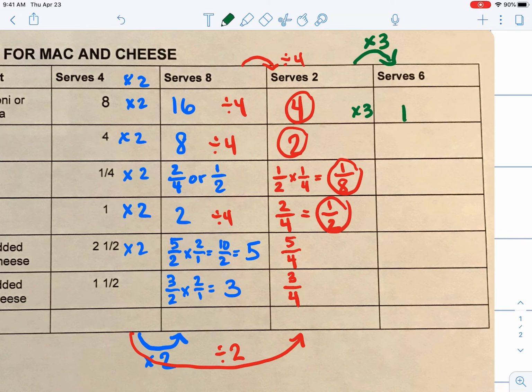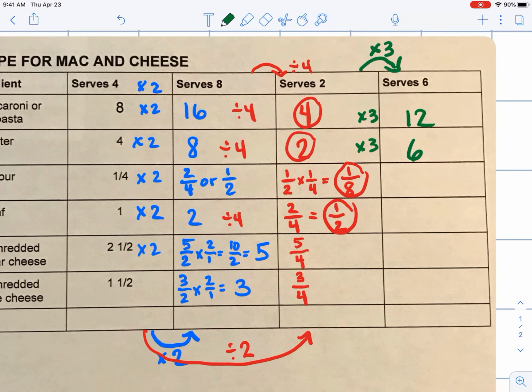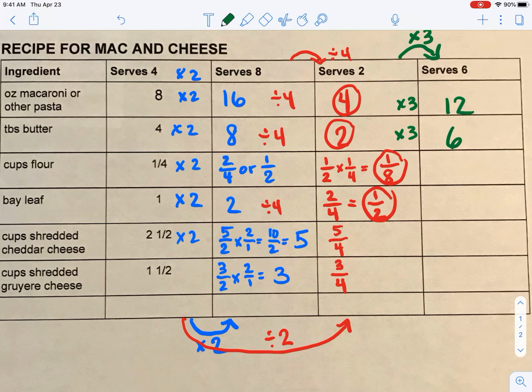4 times 3, 12 ounces of pasta. 2 times 3, 6 tablespoons of butter. 1/8 times 3, 3/8 of a cup of flour. 1/2 times 3 is 3/2, or 1 1/2. I can do that because I don't need any more calculations, so I can now put it into a mixed number.